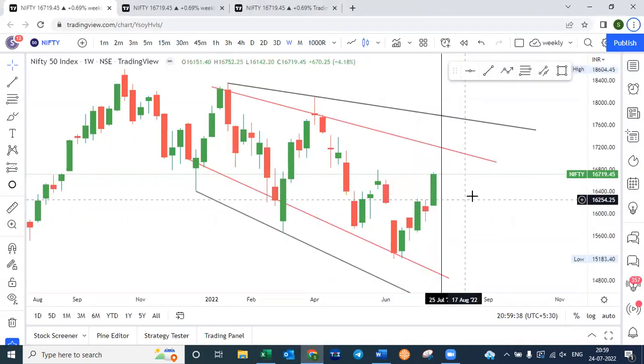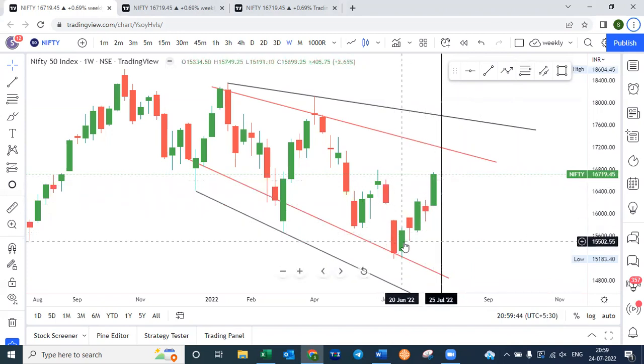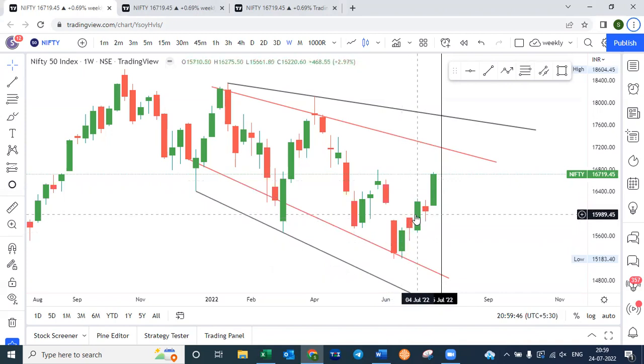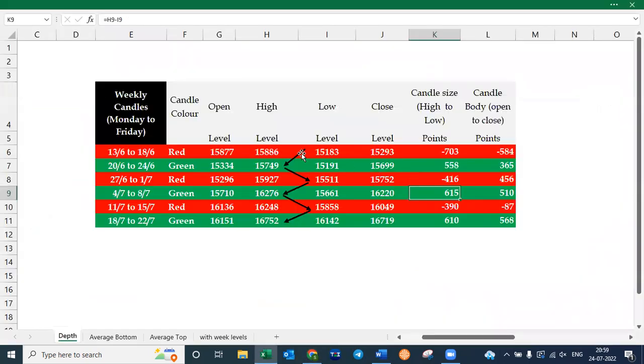So what can we expect? For that, we look into the chart pattern. Red candle, green candle, red candle, green candle, red candle, green candle. Now, obviously, I would be looking for a red candle as per the pattern. And this pattern is also visible here, if you see down.